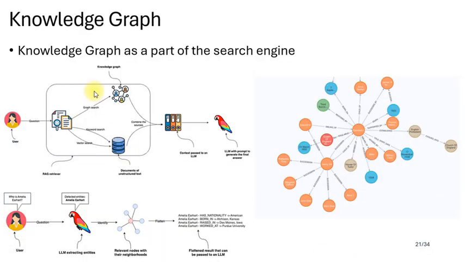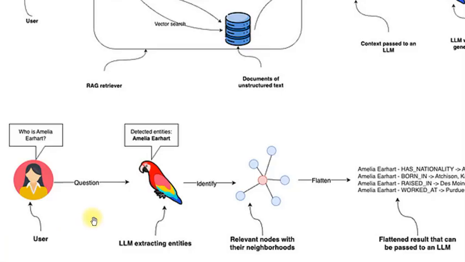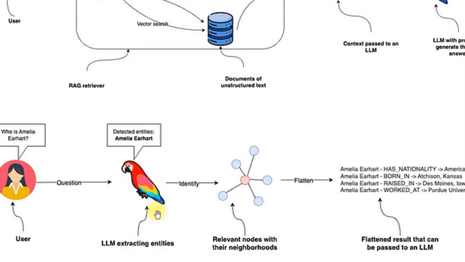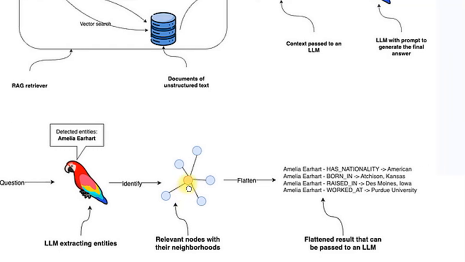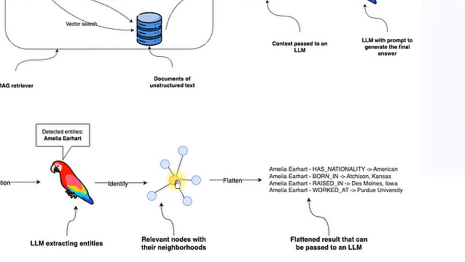So we talk about the knowledge graph as part of the search engine, and let's see in practice how this works. In practice, someone can ask, who is Amelia Earhart? Then that is a question. So the LLM will extract the entity. The entity is Amelia Earhart. Then this entity is fed to the knowledge graph, in the middle.